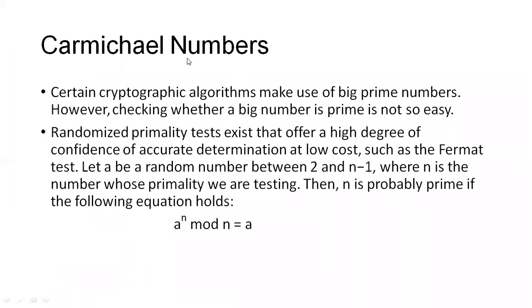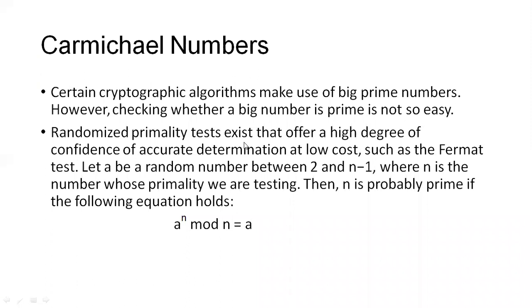So we'll see the second problem, that is Carmichael numbers, right? First we'll discuss the theory part. Certain cryptographic algorithms make use of big prime numbers. However, checking whether a big number is prime is not so easy. We have seen in the application that cryptography uses prime numbers for cryptographic algorithms. But again, it is very difficult to identify whether a big number is a prime number or not.